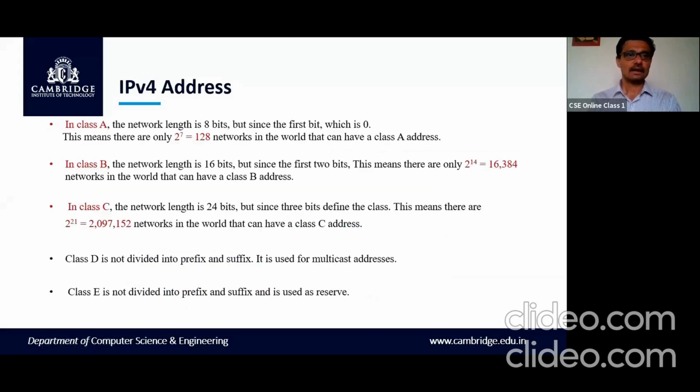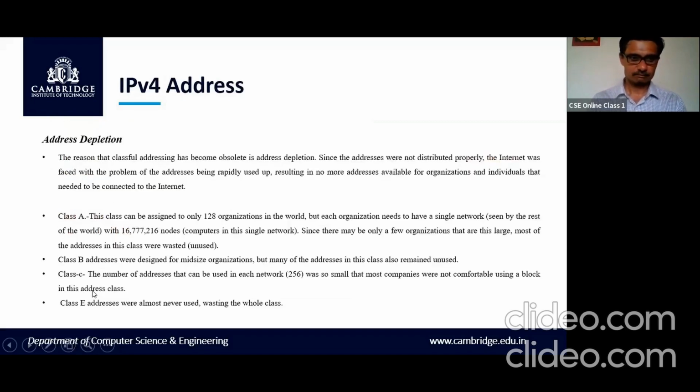Now, class A, as I discussed, has a suffix of 8 bits. In that, 1 bit goes to identification, so the remaining 7 bits give 2 to the power of 7, equal to 128. So 128 networks in the world can have class A. Like that, you can see class B and class C here. Class D and class E have special purposes, which we discussed in the last session.